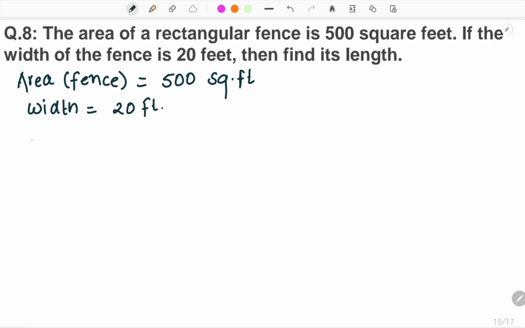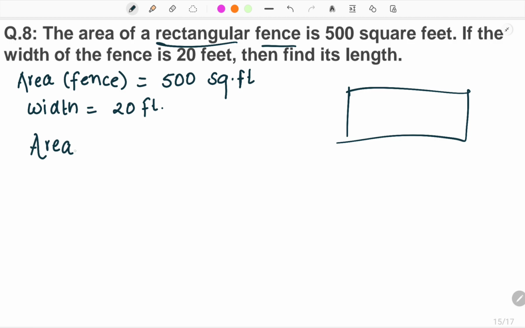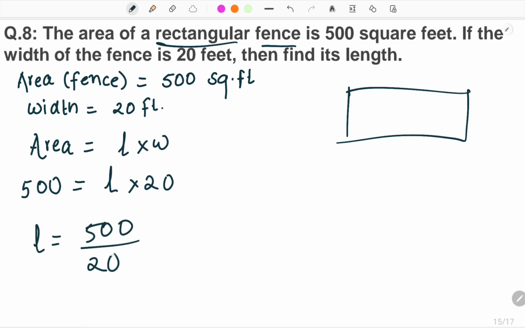Now, as per the formula for the area, fencing, it means it is in the form of a rectangular fence. So it is a rectangular shape. So the area of this fence will be the area of rectangle only, that is length into width. Length we don't know. Area is 500 square feet into width is 20. So the length is equal to 500 divided by 20, that is square feet upon feet. This will give me 25 feet.